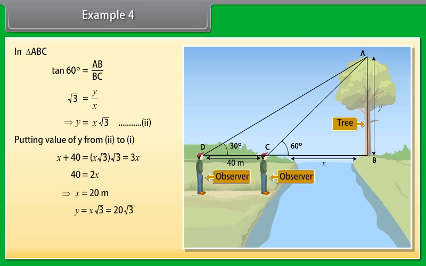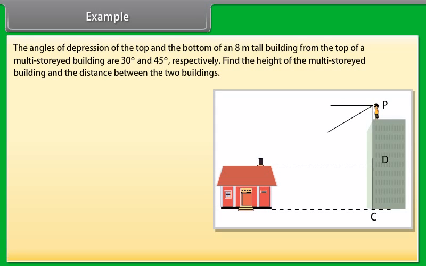In triangle ABC, tan 60 degree is equal to AB upon BC, that is square root of 3 equal to y upon x, which implies y is equal to x into square root of 3. Equation 2. Putting the value of y from equation 2 into 1, we get x plus 40 is equal to x into square root of 3 whole into square root of 3, which equals 3x.